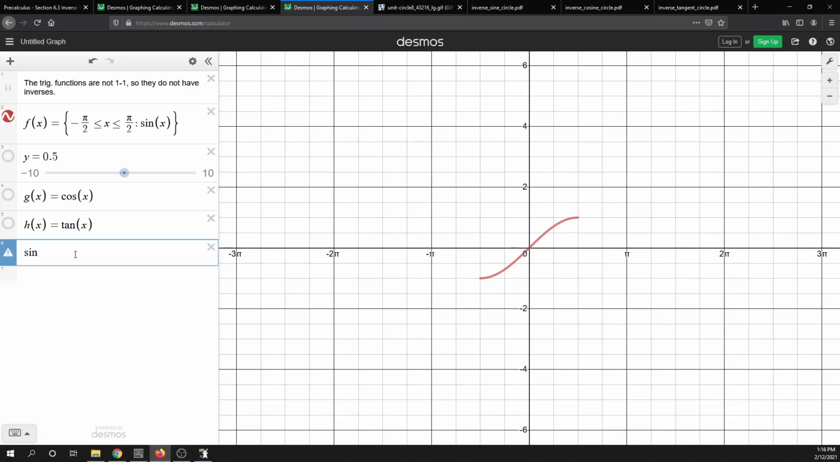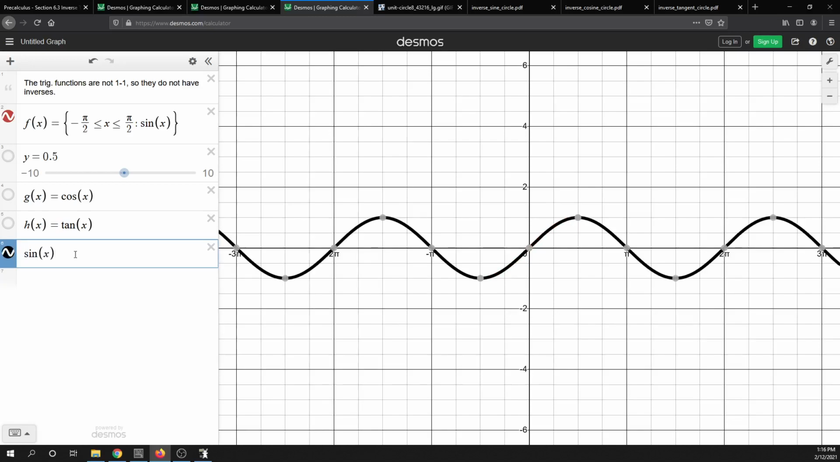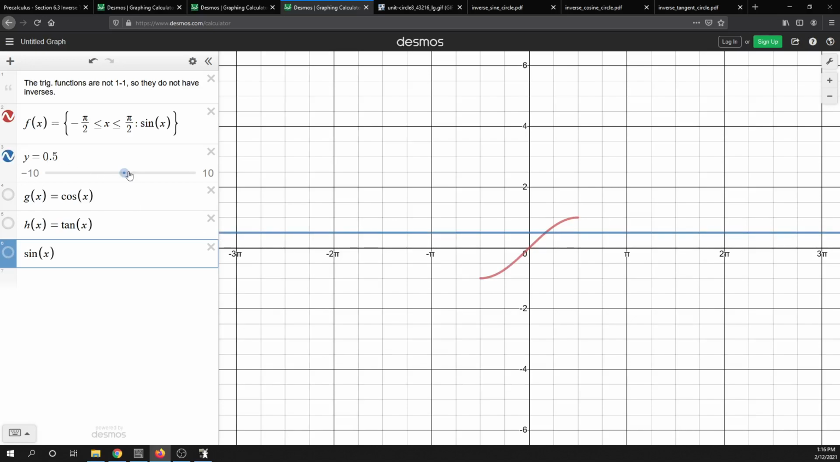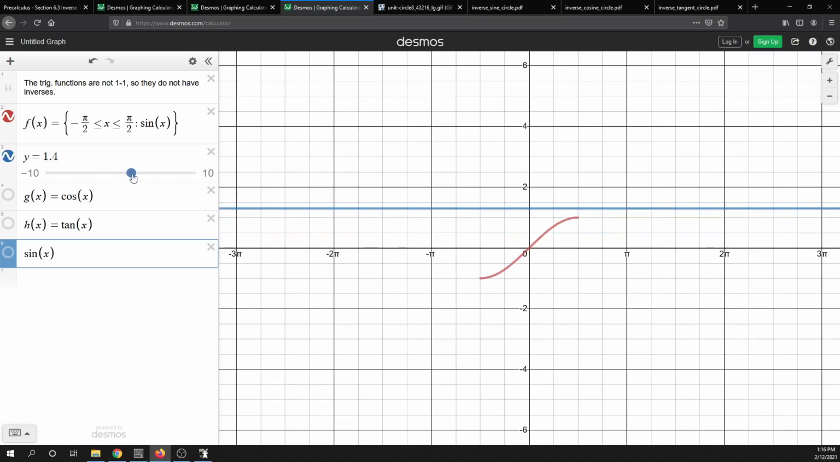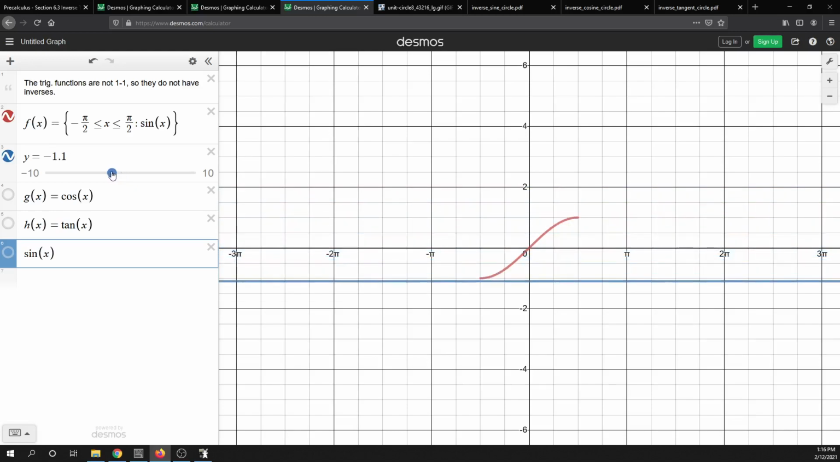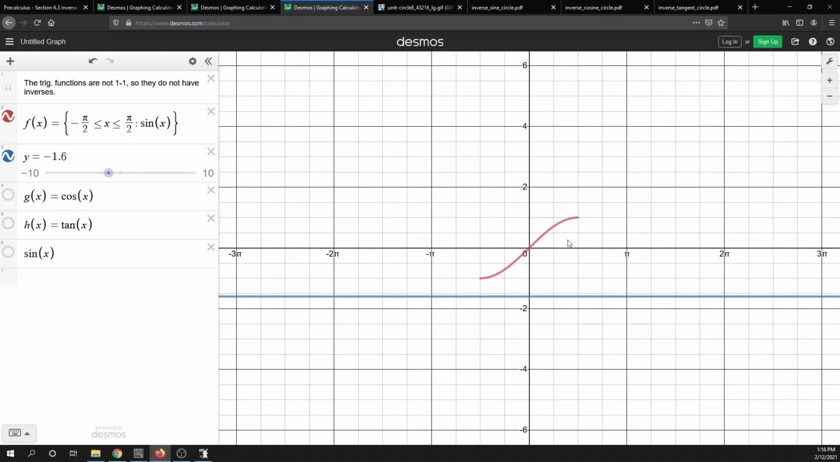So the full sine looks like this, not one-to-one, right? And so they said, let's cut it down to just this little piece here in the middle. And if you look at that little piece, every horizontal line either doesn't cut it or cuts it in exactly one spot. Okay, so if you trim down the sine function to just this little piece, it is one-to-one. And so then you can create an inverse function for it. All right, and that inverse function of this little piece is called the inverse sine function.